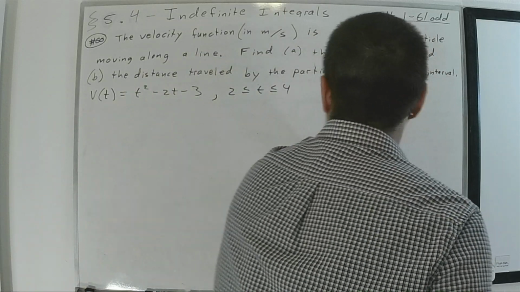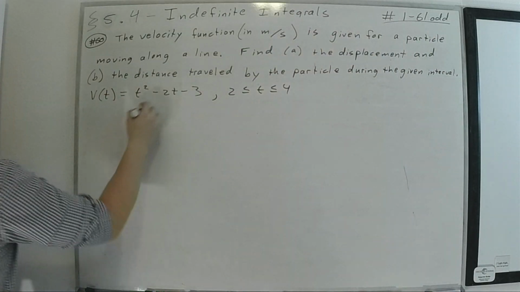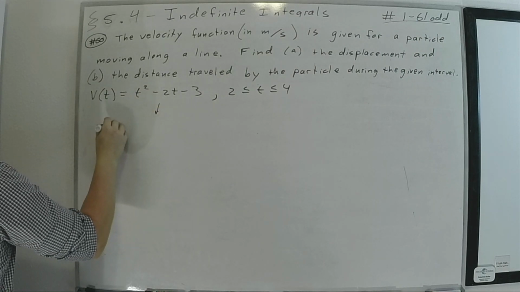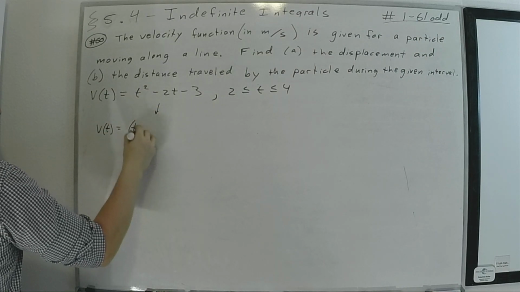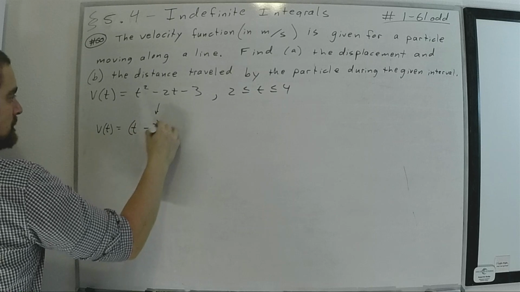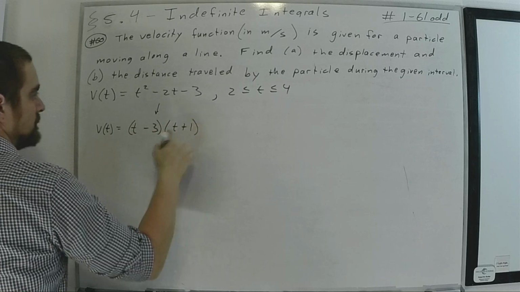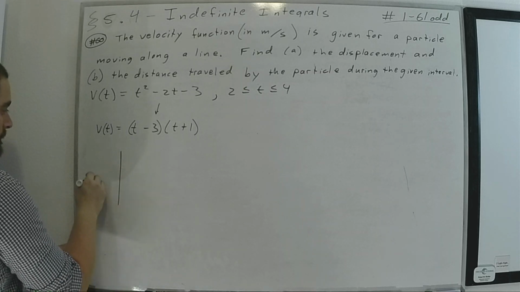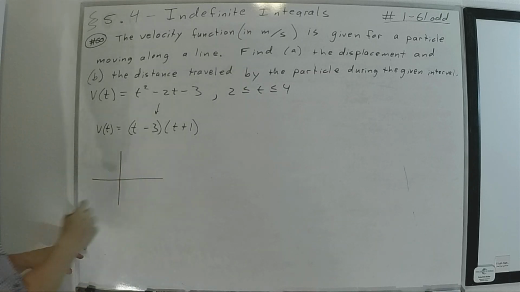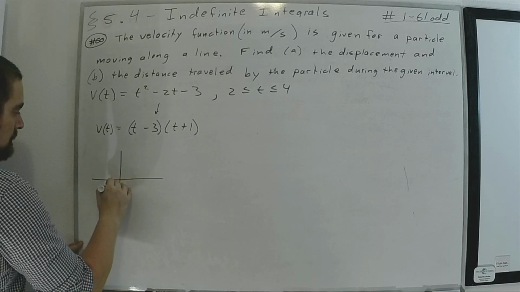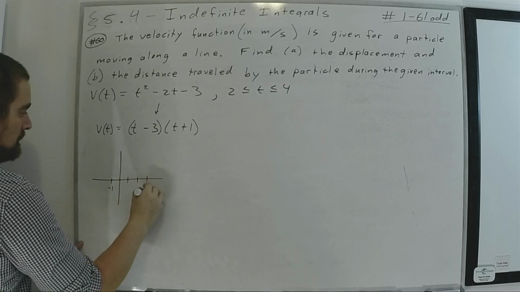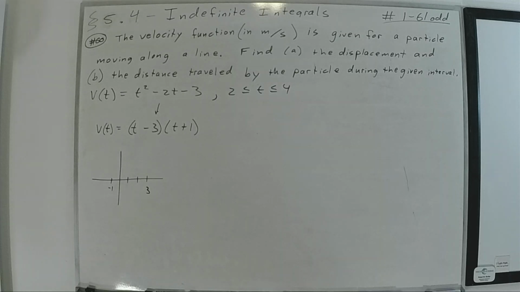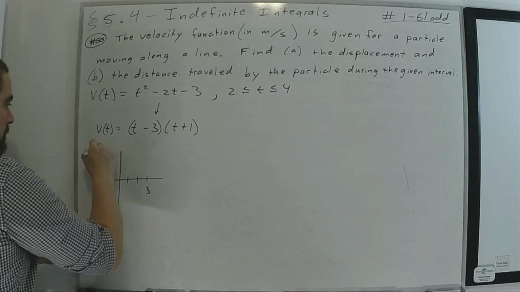But how far did the particle move? It might not necessarily be the same. Let's take a look at this. T minus 3 times t plus 1 is how that velocity function factors, which means it has a 0 at -1 and a 0 at +3, and it is a quadratic.